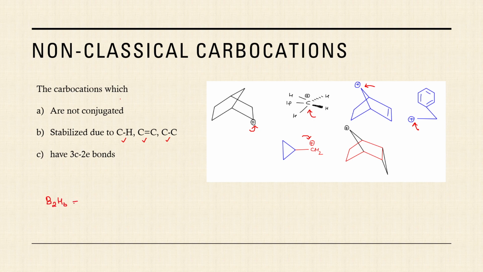In B2H6, आपने देखा होगा कि BH3 when it forms a dimer, then the electrons over here get delocalized in this region, while the electrons over here get delocalized in this region, creating something known as a 3-center 2-electron bond.